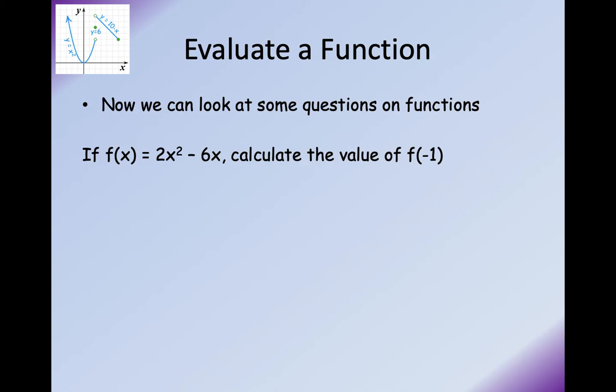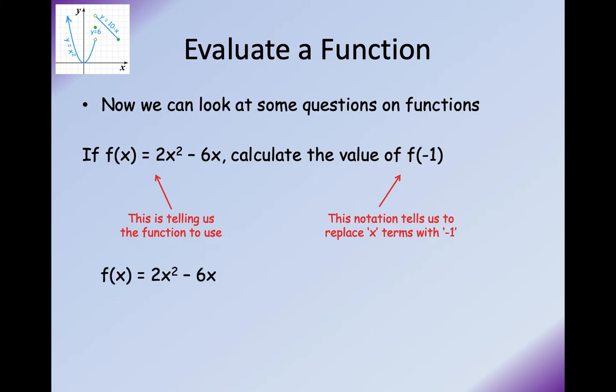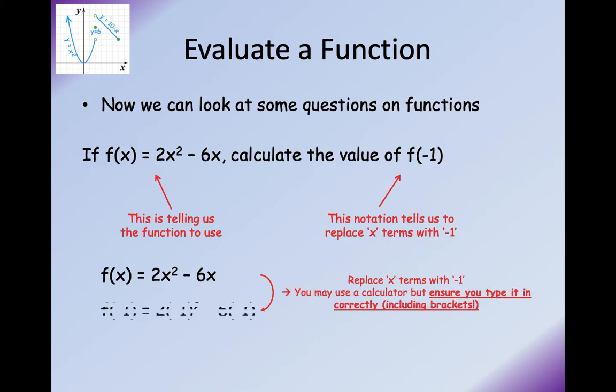Let's look at one more example. If you have a function f of x is equal to 2x squared minus 6x, calculate the value of f of minus 1. What you're going to do is very simple. You're just going to replace x with negative 1. That will give you f of negative 1, which will be 2 times negative 1 squared minus 6 times negative 1. And if you calculate it, that becomes 8. Very clear? Excellent. No problem so far.